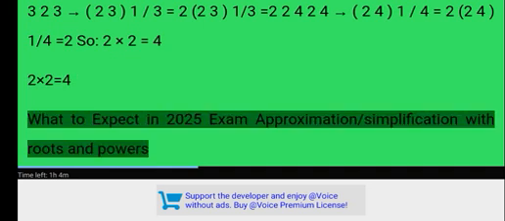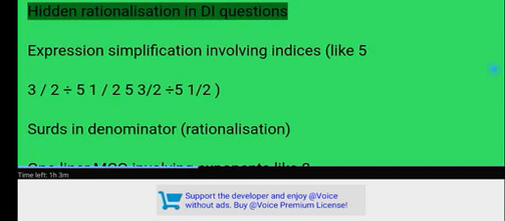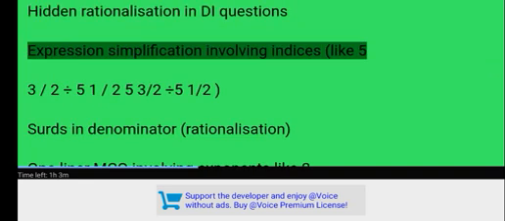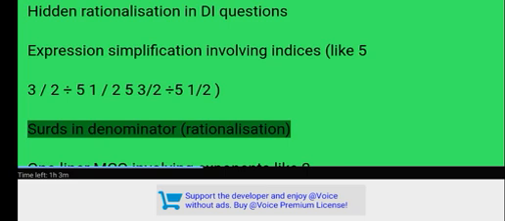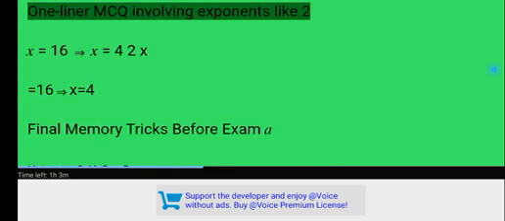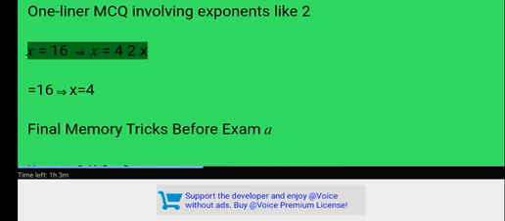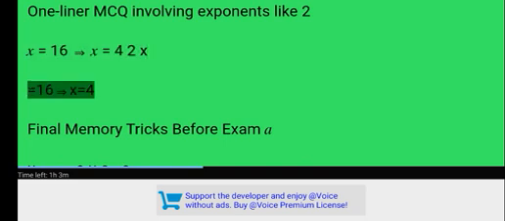What to expect in the 2025 exam: approximation, simplification with roots and powers, hidden rationalization questions, and expression simplification involving indices like 5 to the 3/2 divided by 5 to the 1/2. Surds in the denominator need rationalization. One-liner MCQs involve exponents, like 2 to the x equals 16, so x equals 4.